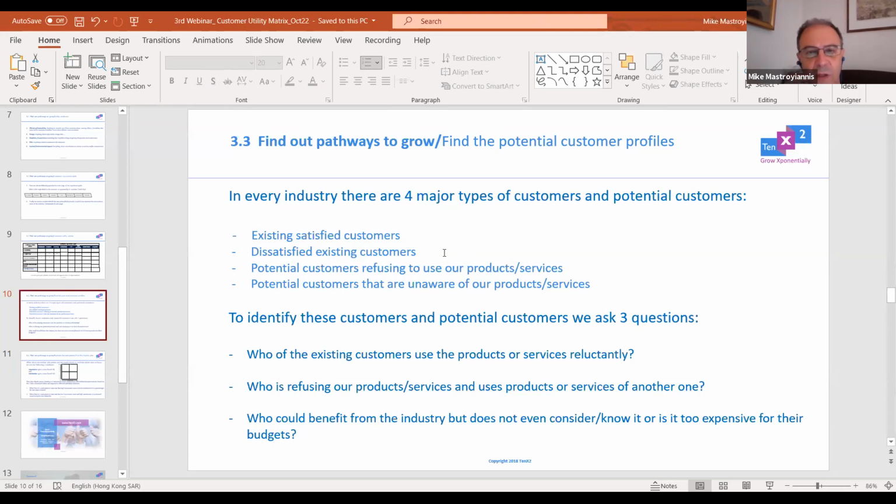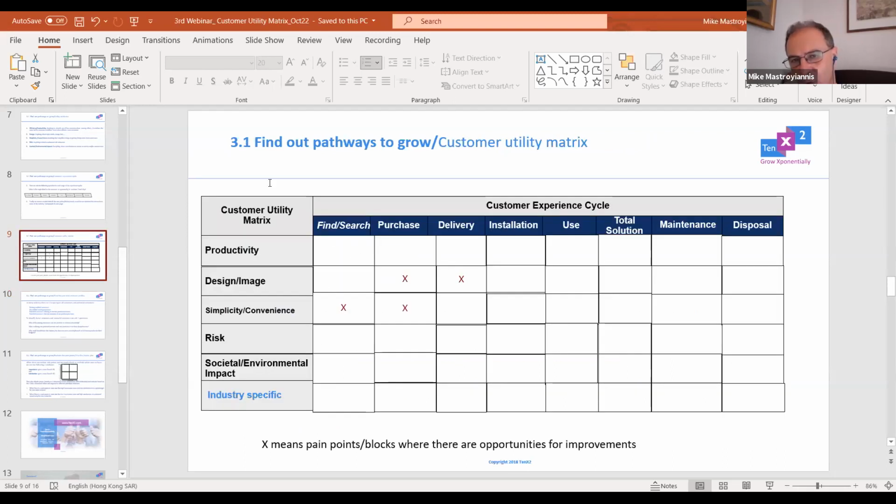So how can we convert these customers, change their mind and purchase our products? And the last one is there are also potential customers that are unaware of our products and services. So by asking the right questions, you can find these customers and convert them after you address pain points through this utility matrix. So this is a very practical way to find pain points and convert them to opportunities, and through these opportunities grow the company.